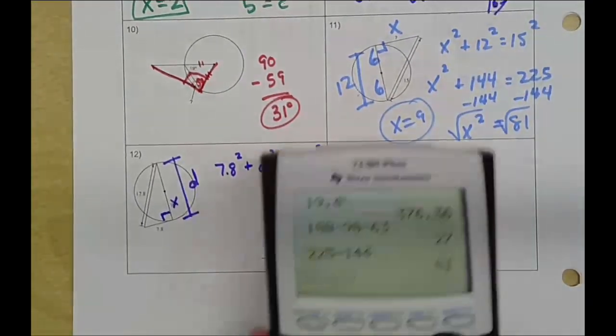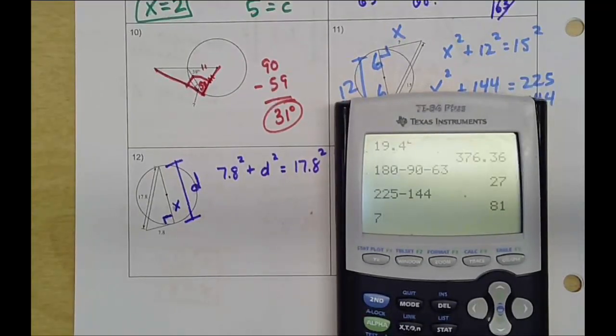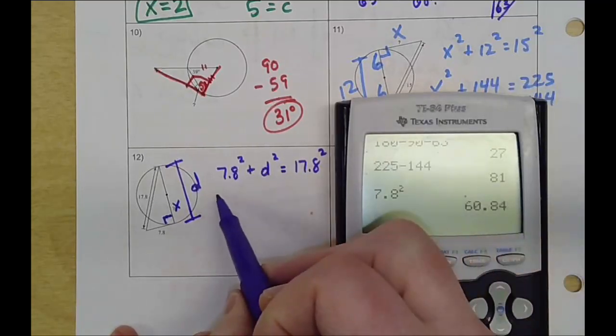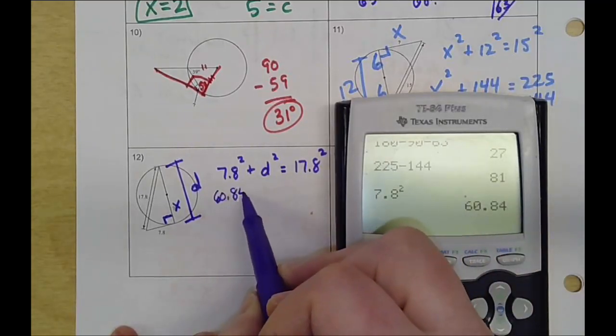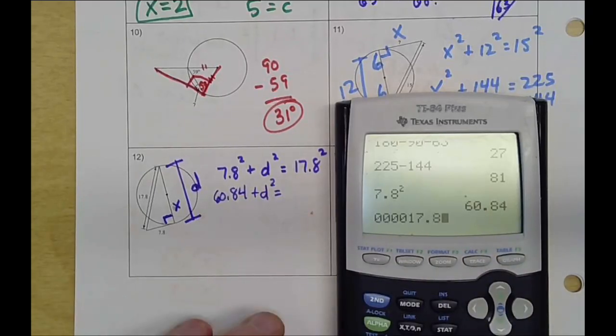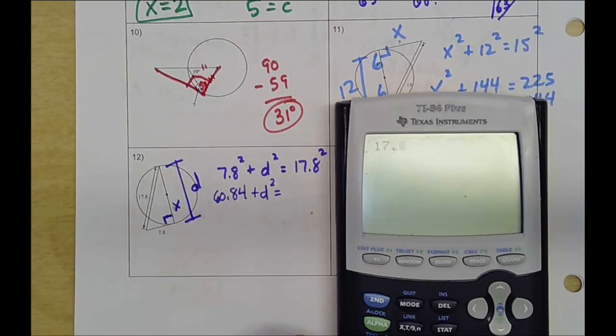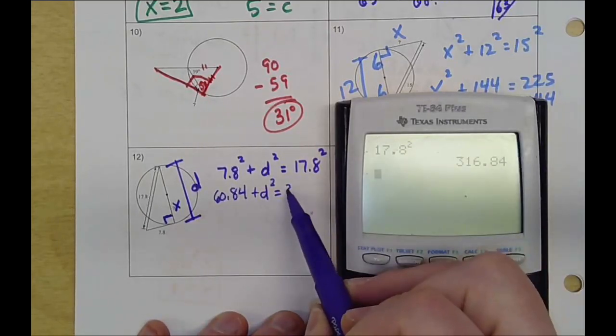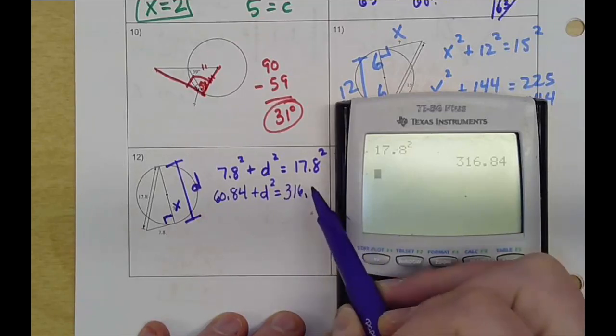Let me put this on here. A lot of decimals. 7.8 squared is 60.84. And D squared equals 17.8 squared. Oh, what's all those zeros? 17.8 squared is 316.84.